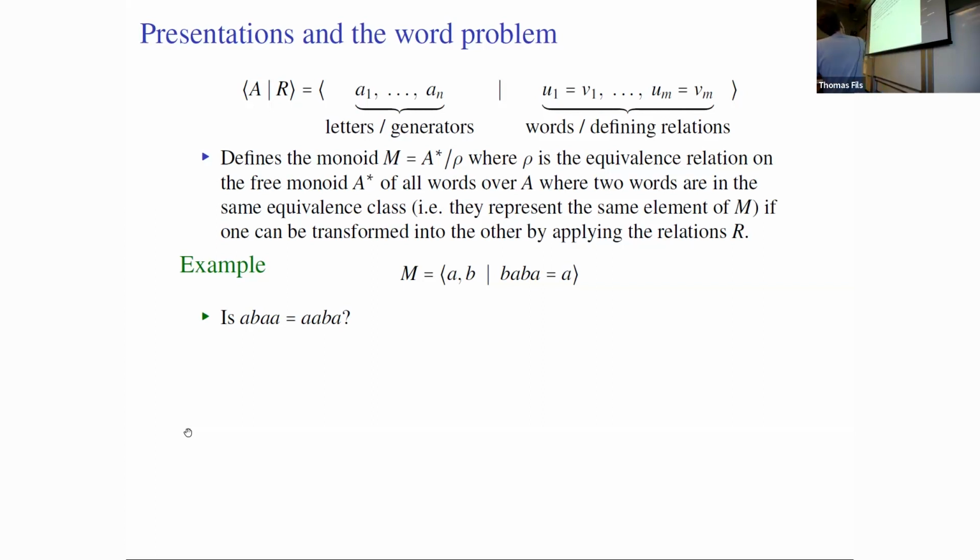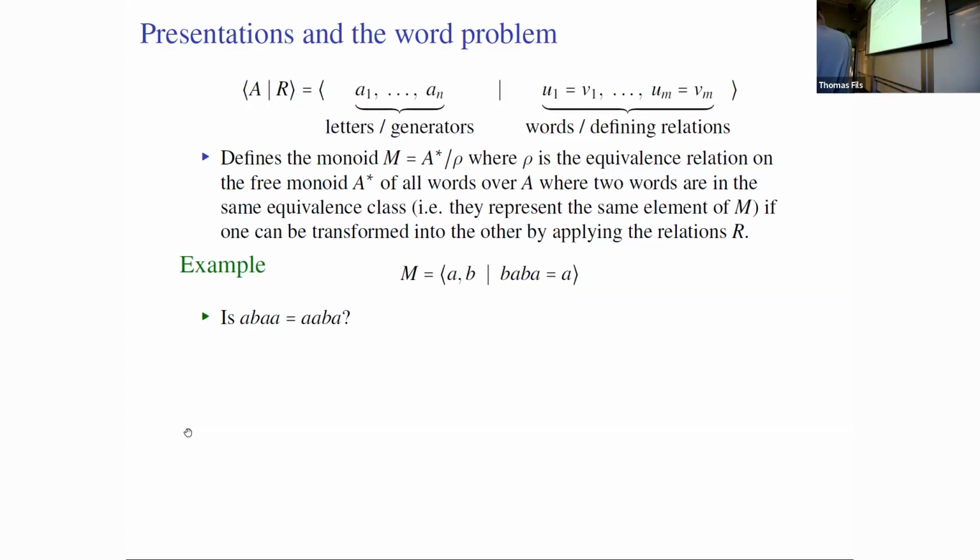And what it means in practice is you have words, which are strings of letters over these generators. And you have a notion of equivalence of words, where two words are equivalent if you can transform one into the other using the defining relation. So the elements of the monoid are actually equivalence classes of words.